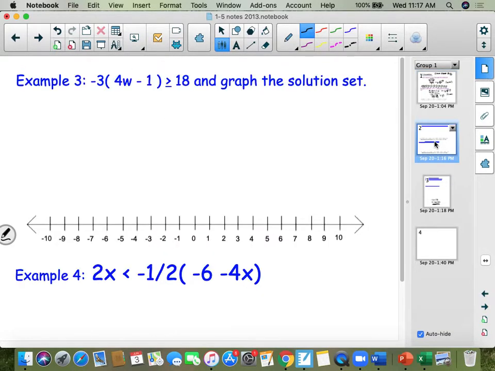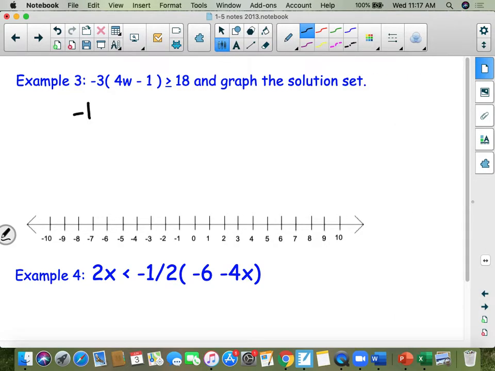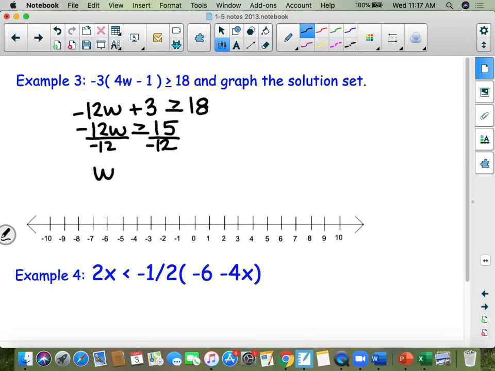Okay, let's do a couple more. It looks like we have 2 more templates left. So a negative 3 times 4y is a negative 12w plus 3 is greater than or equal to 18. I'm going to subtract 3 from both sides. That's why I get 15. And I'm going to divide everything by a negative 12. W is going to be less than or equal to, because I divided it by a negative number.